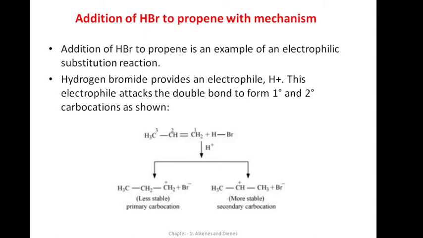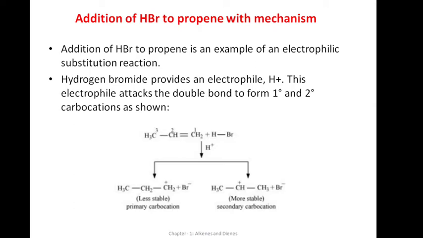Here, see, addition of HBr to propene is an example of electrophilic addition. Sorry, this is not substitution, it is an addition reaction. Hydrogen bromide provides the electrophile, which is H+. This electrophile attacks the double bond to form a primary and a secondary carbocation as shown.